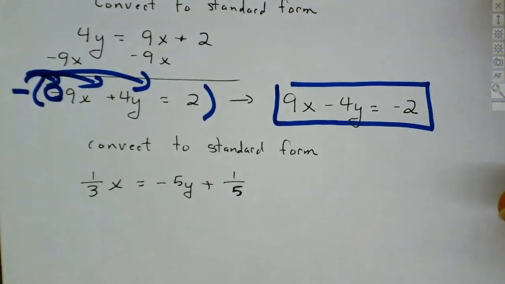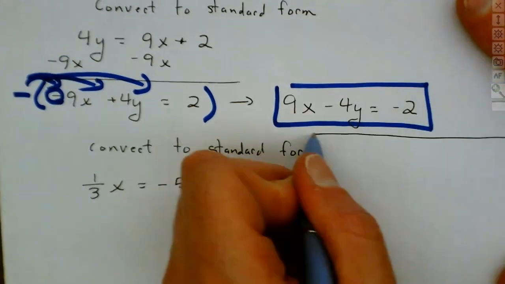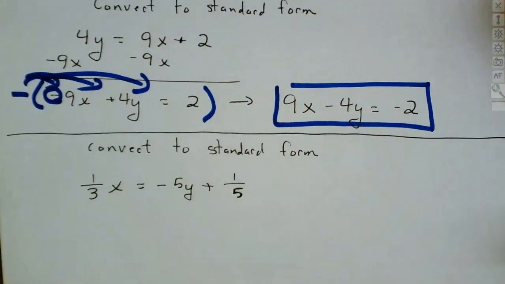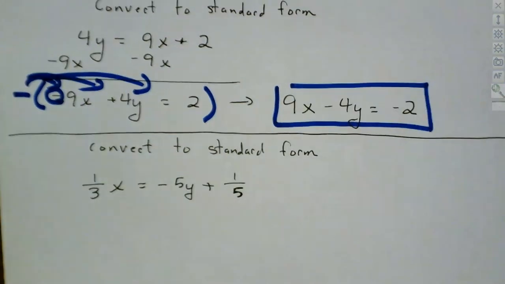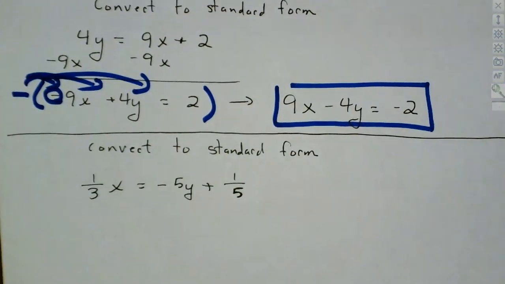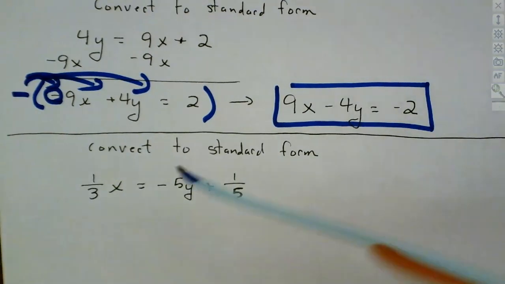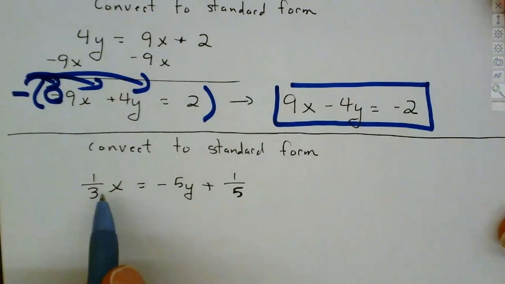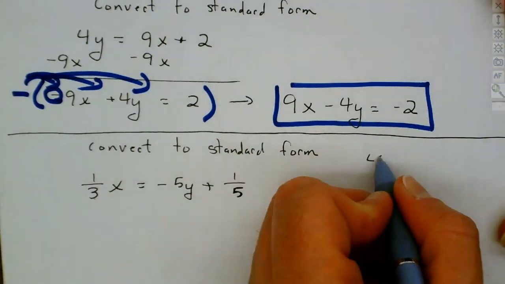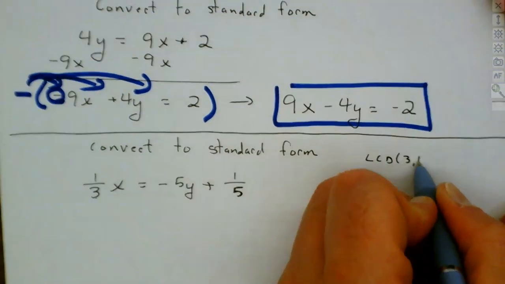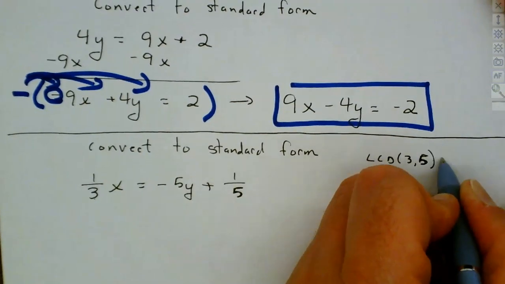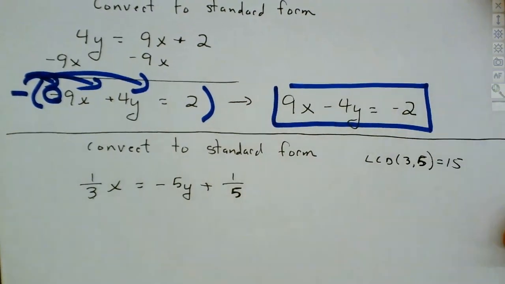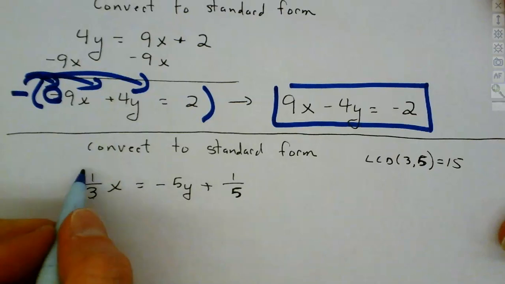So I want you to now convert this one to standard form. Well, the first thing I need to do is get rid of the fractions, because in standard form, we cannot have any fractions. So how do I get rid of the fractions? Well, we need a least common denominator of 3 and 5. And that would be 15. So I'm going to multiply all of this by 15.